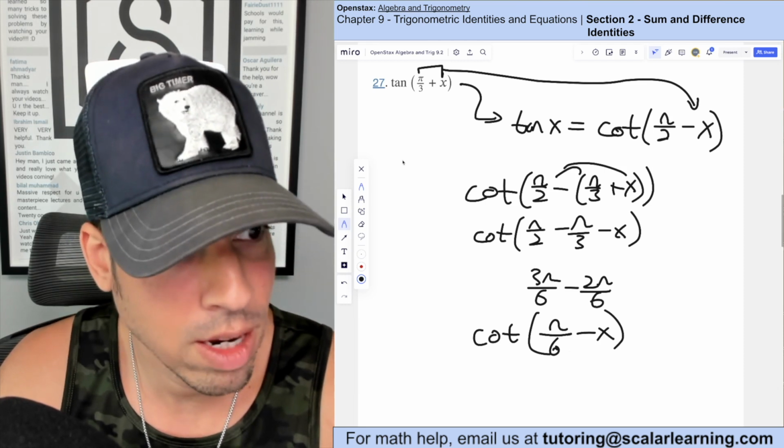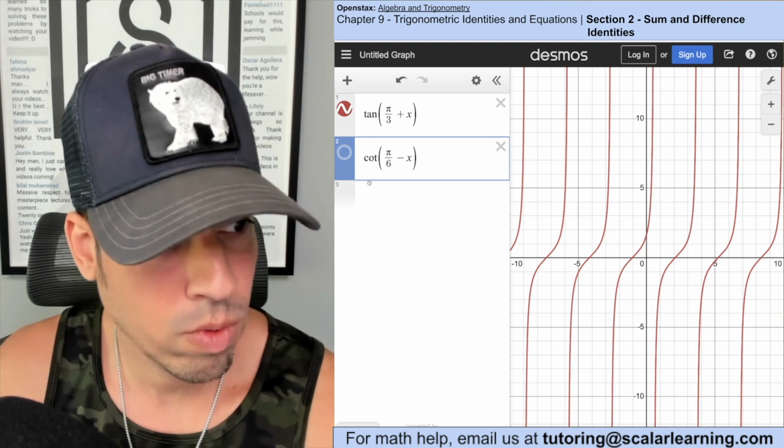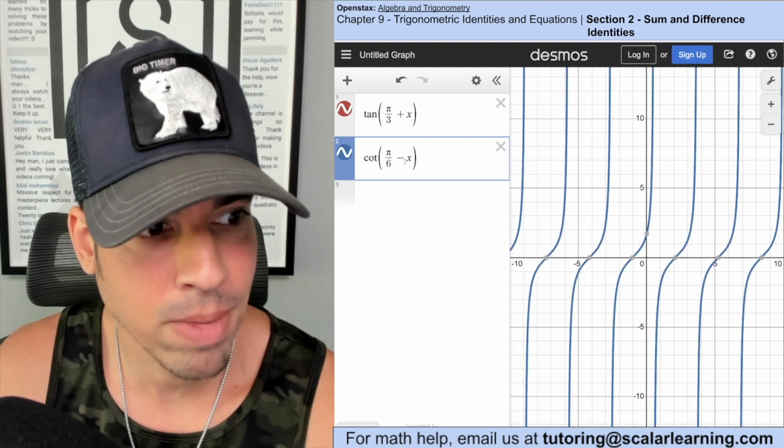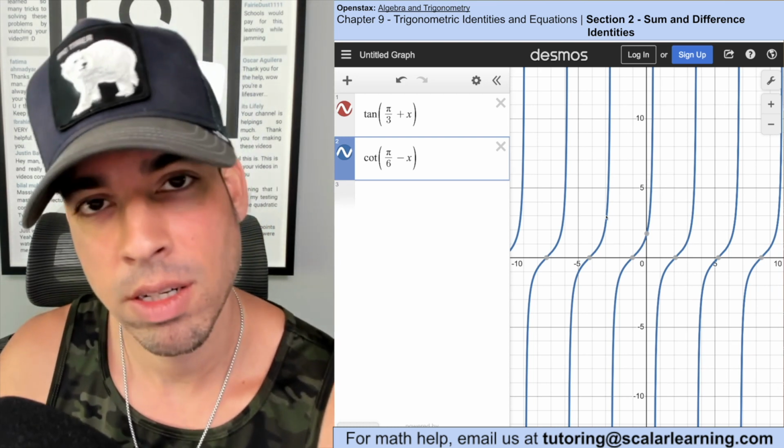Now let's graph this and the original in Desmos. So here's the original tangent pi thirds plus x in red, and then cotangent of pi 6 minus x in blue. It goes right on top, hence showing that they are equivalent. That's how you do it.